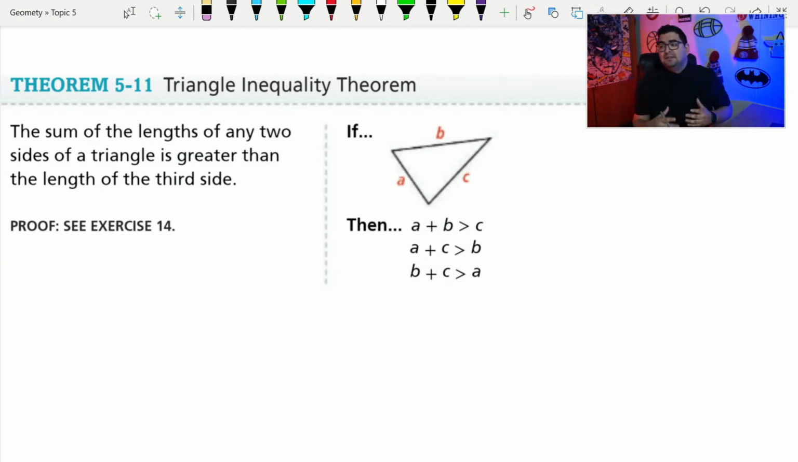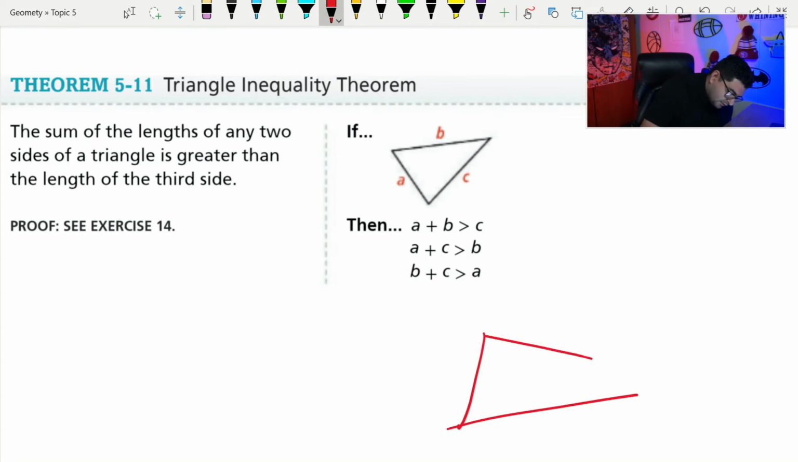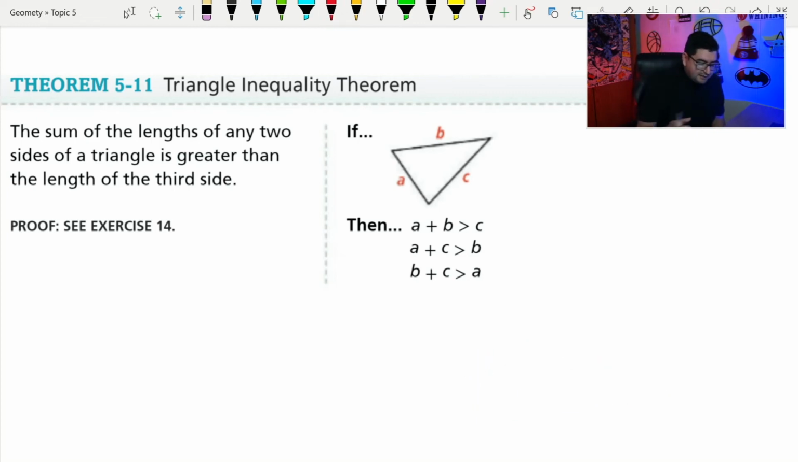I need this inequality to be true. If it's not, then I'm not really working with a triangle, and I end up getting some image kind of like this, where one side won't connect to the other. So this is a condition that has to be true for all triangles.